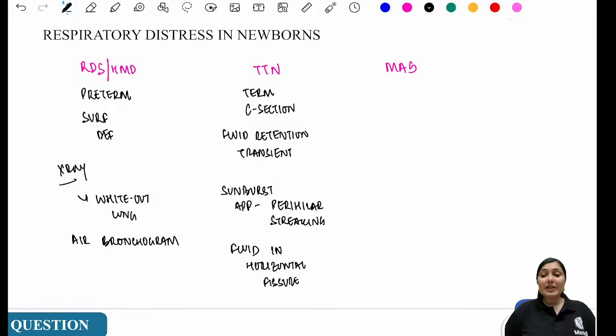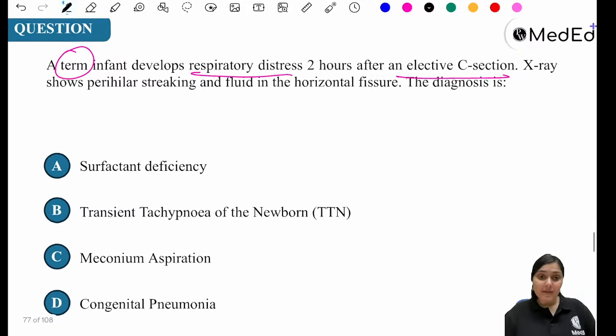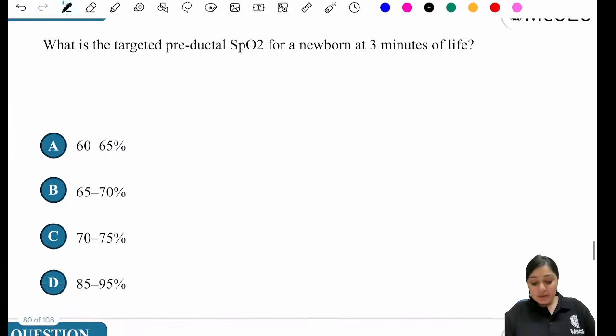Last is meconium aspiration syndrome. That would be seen when the child is in some form of stress or a postterm child. Because of the aspiration of the meconium, this child can either have a collapsed segment or can have hyperinflation. Otherwise, there can be some chemical pneumonitis like picture. So all of these things you will appreciate with practice. So depending upon the clinical scenario that is given, my answer is going to be different, right? So let's move to the next question.